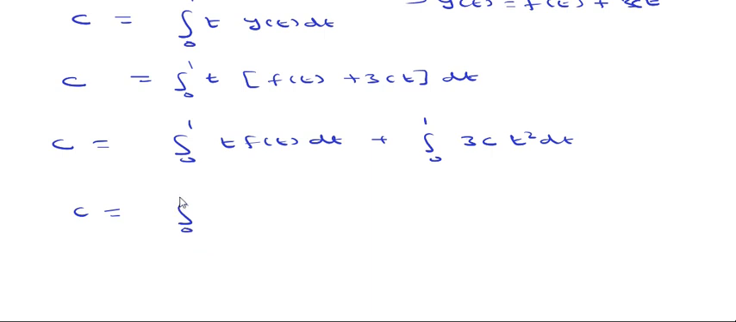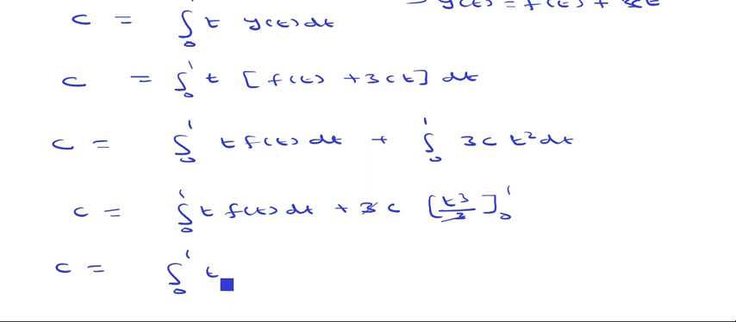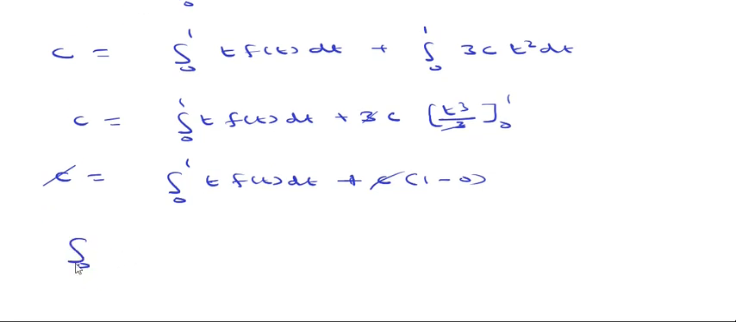c equal to integral 0 to 1 t f of t dt, we can keep this as it is because we don't know f of t, plus 3c. When you integrate t square, you get t cube by 3 from 0 to 1, so we get c is equal to integral 0 to 1 t f of t dt plus c. So c times 1 minus 0, that is c, therefore we can cancel c and c. So we get integral 0 to 1 t f of t dt is 0.